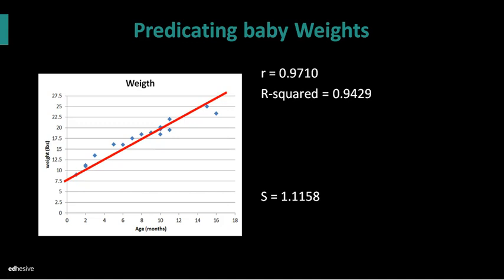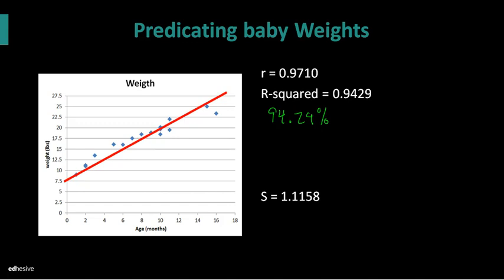If you literally take R, 0.9710, and square it, you get 0.9429. In R squared, we do make a percentage. We never do this with R. Please don't ever make R a percentage. It's only R squared. So we know that 94.29% of the variation in a baby's weight is actually explained by the least squares regression line.